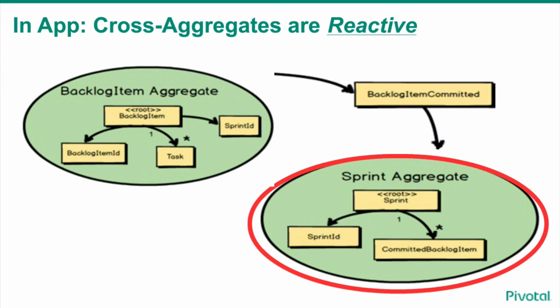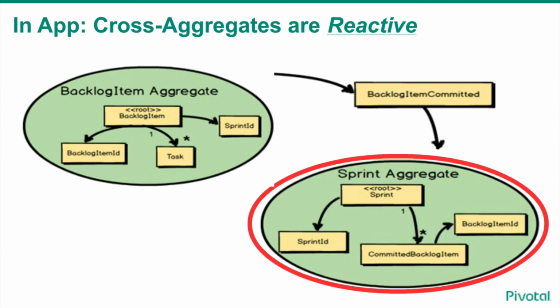When the sprint is told to commit a backlog item to it, then a new committed backlog item is added to the sprint, and the sprint transaction is then committed. Thus, through eventual consistency, these two aggregates are eventually brought into harmony with each other through reactive programming, where the backlog item committed domain event causes an impact on another part of the model in due time.